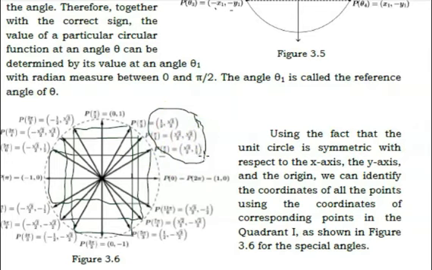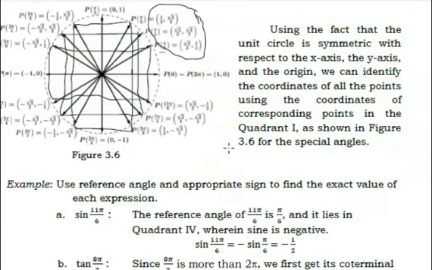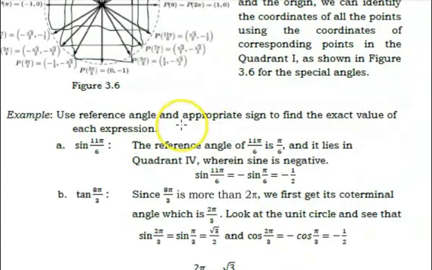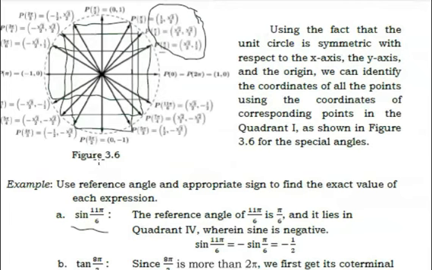So let's have an example. Use the reference angle and appropriate sign to find the exact value of each expression. So we have here sine 11 pi over 6. Luckily, 11 pi over 6 is within the unit circle, and there is 11 pi over 6. Since we are looking for sine, we will just look at its y value. Right? And its y value is negative 1/2.